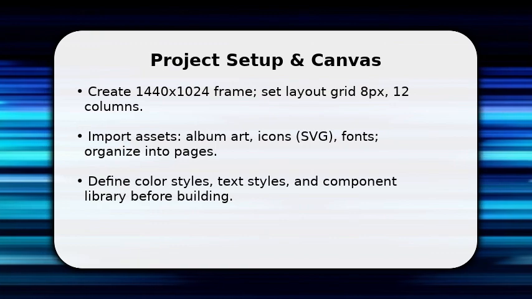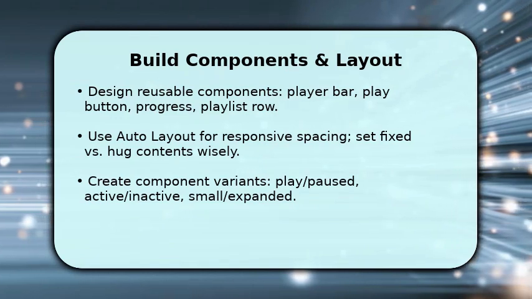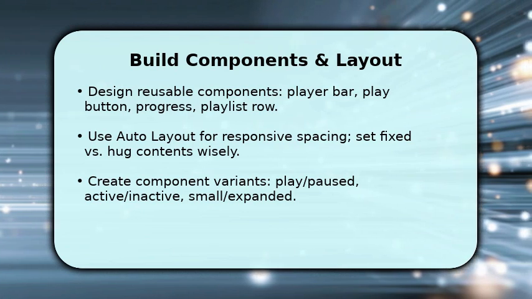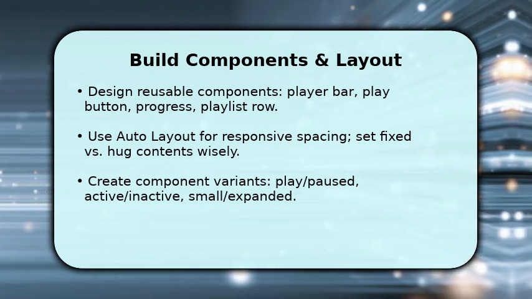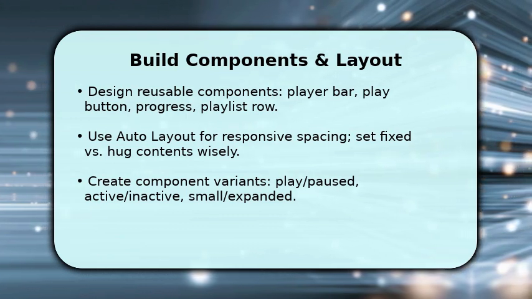Now construct the core components and make them reusable. Build the player bar with auto layout so icons, title, and controls align fluidly. Set appropriate fixed widths or hug content on elements. Design a progress bar using a masked rectangle with percentage-driven width. That's how you simulate playback.